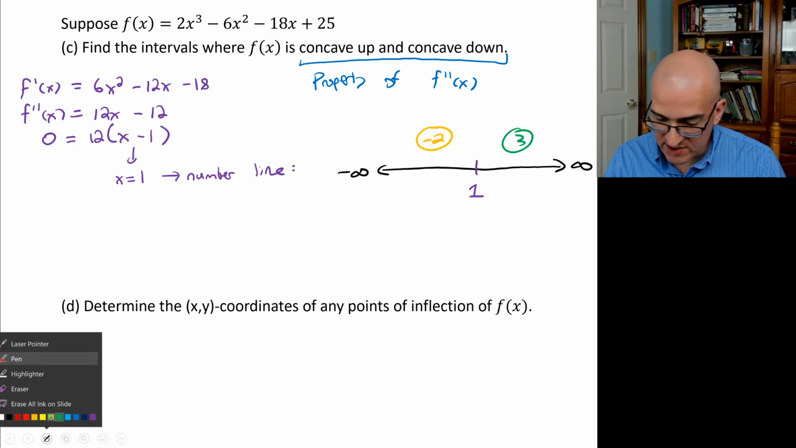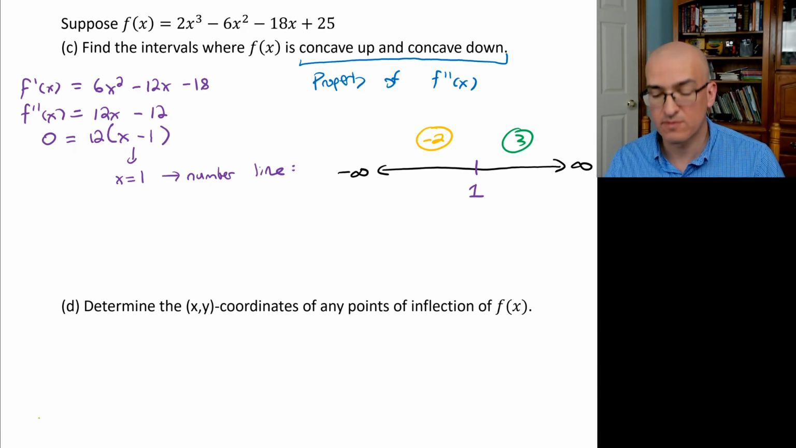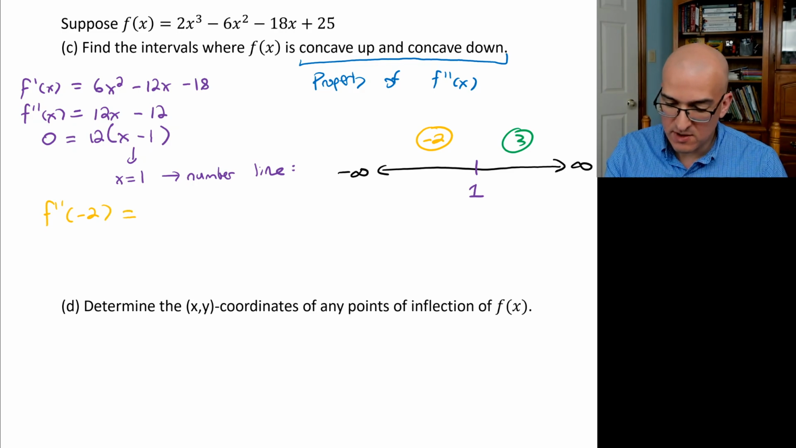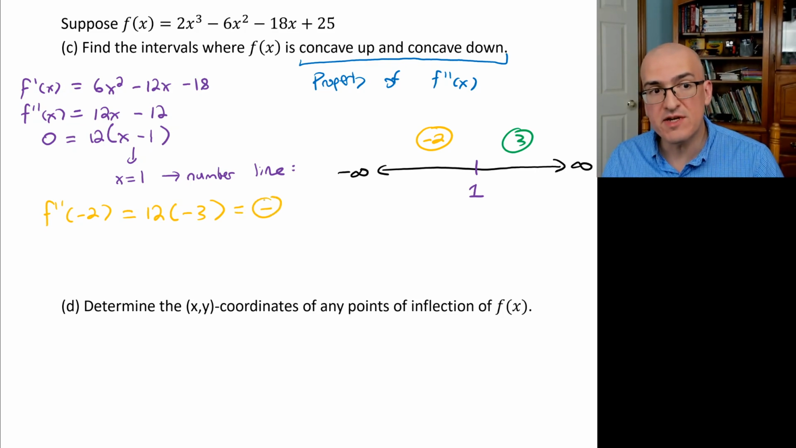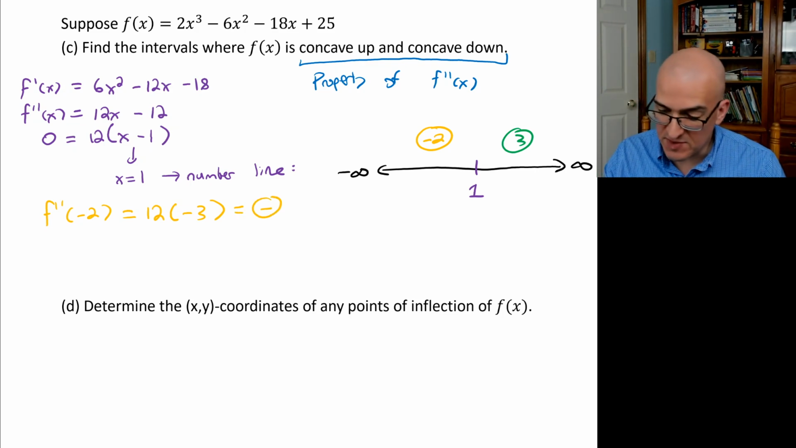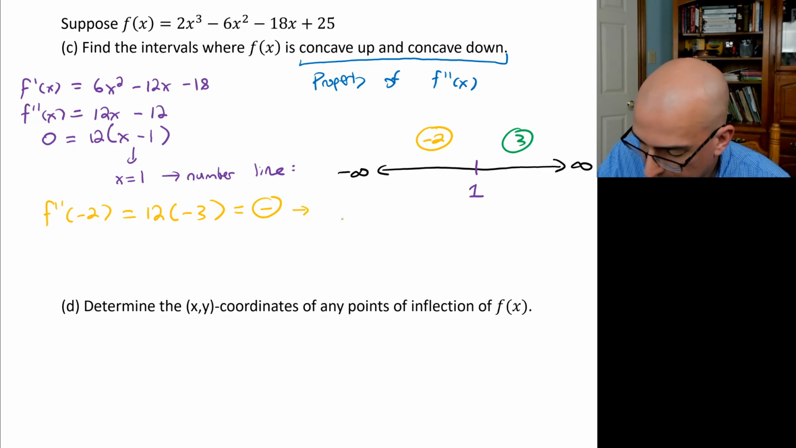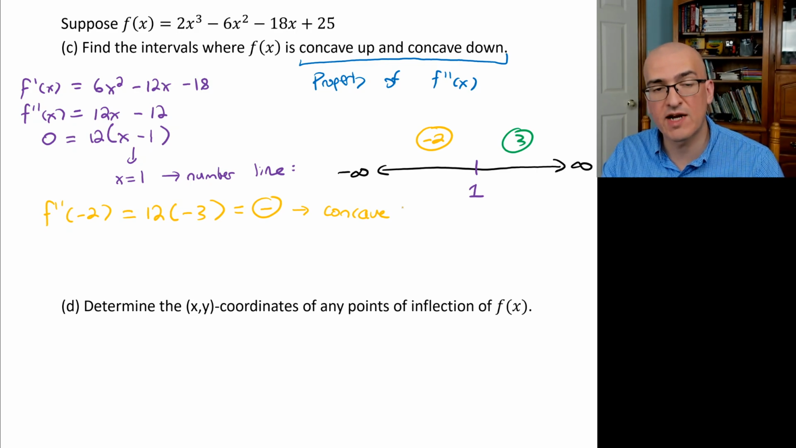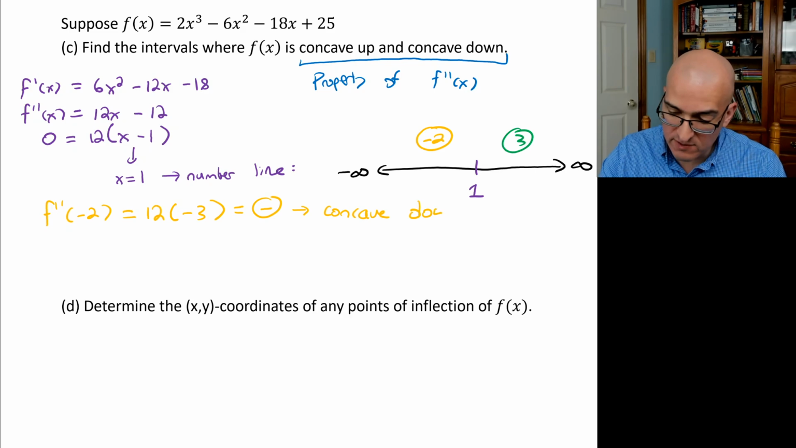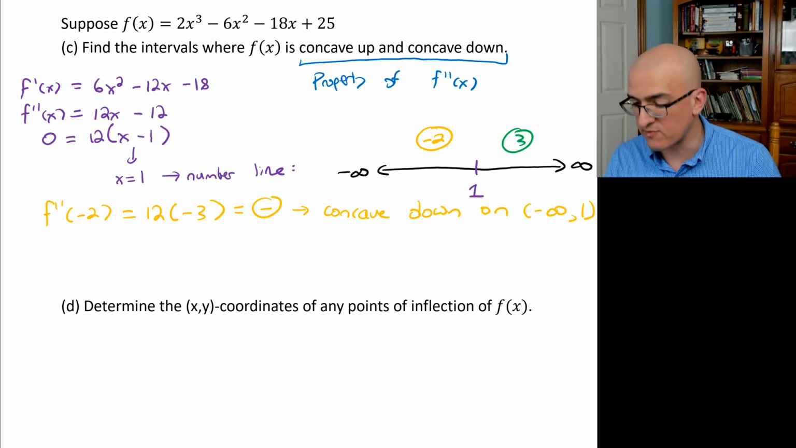Now we plug in the test values into the second derivative. F double prime at -2. So we have 12 times -3, which is negative. That does not mean decreasing. We're talking about the second derivative. This means concave down. So the second derivative being negative means f of x, the original function, is concave down on that interval, on the interval from -infinity to 1.